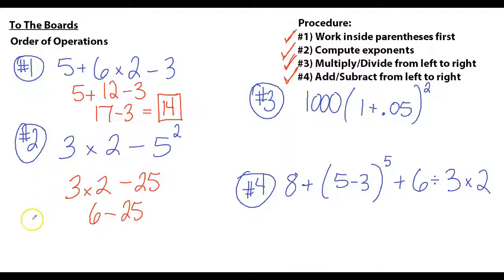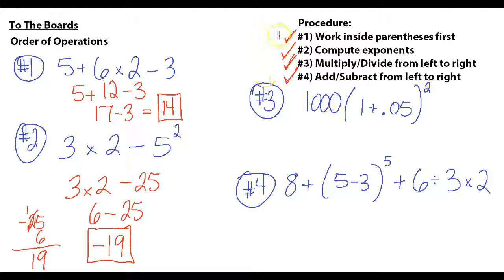Now we add and subtract from left to right. 6 minus 25. I'm going to put the bigger number on top, and we're going to subtract. 5 minus 6 I can't do, so I'm going to borrow. I get 15 minus 6, that's 9. Bring down the 1. My answer is 19. But since the bigger number was minus, the strongest number wins. Negative 19 is my answer.